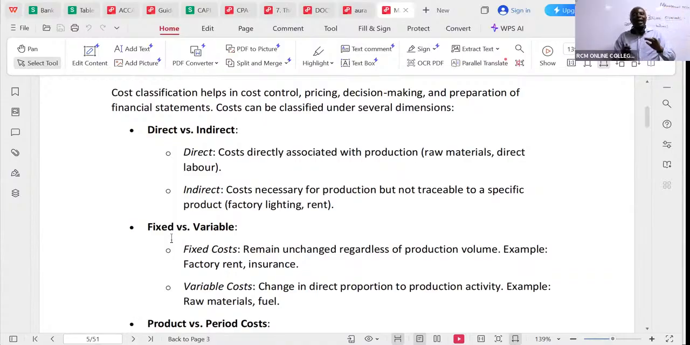They remain constant regardless of the number of units that are produced. And then you will end up giving us an example like what here? Somebody, rent. A good example is rent or salaries per month, etc.